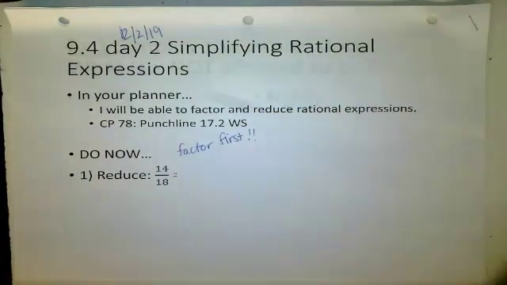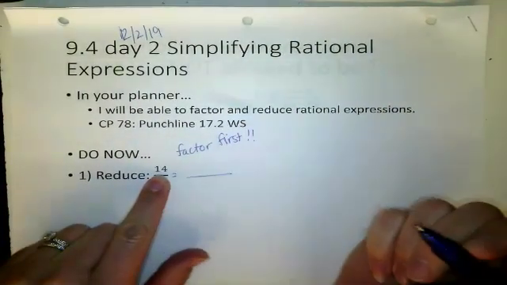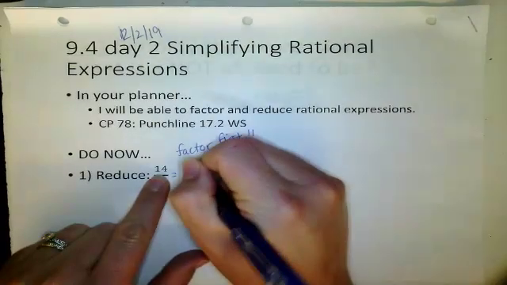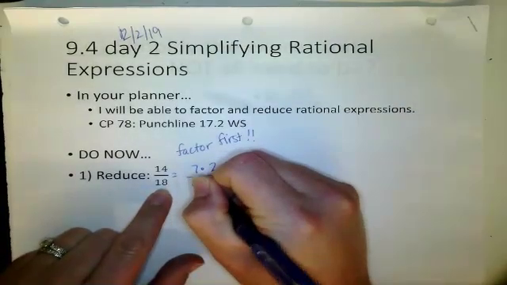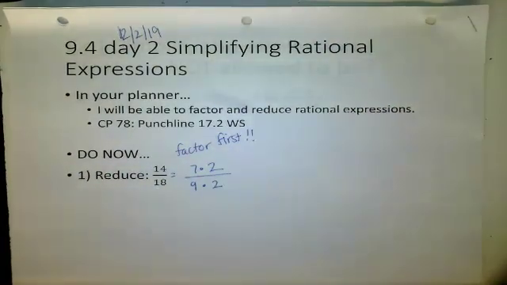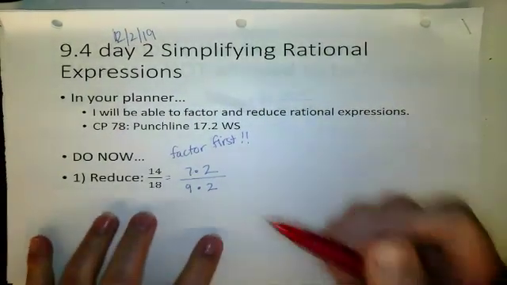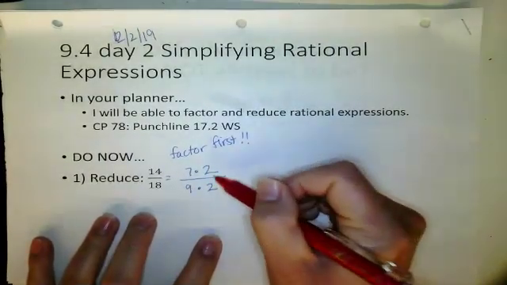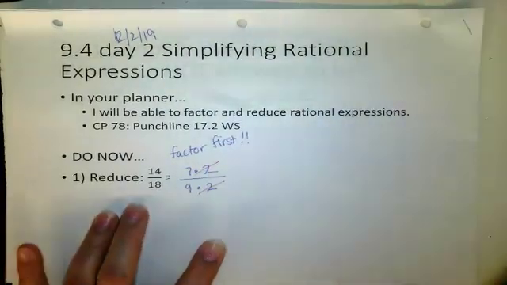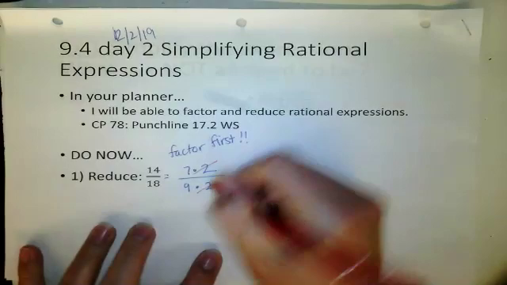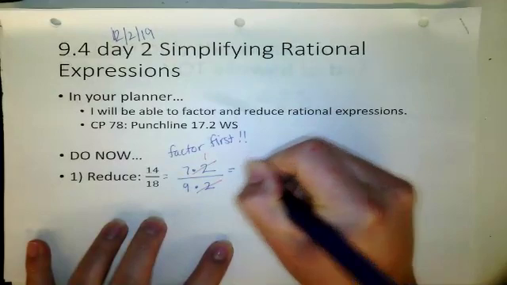But of course, everything we do has x's and whatnot in it. So I want to think about the factors of 14. What times what is 14? 7 times 2. And what about 18? What times what is 18? 9 times 2. And so what I've done is I've written these in factored form. And once you see them written in factored form, then you notice they have a common factor of 2, top and bottom. And that's the reason we can divide top and bottom by 2. 2 goes into 2 one time. And it reduces, and you're left with 7/9.